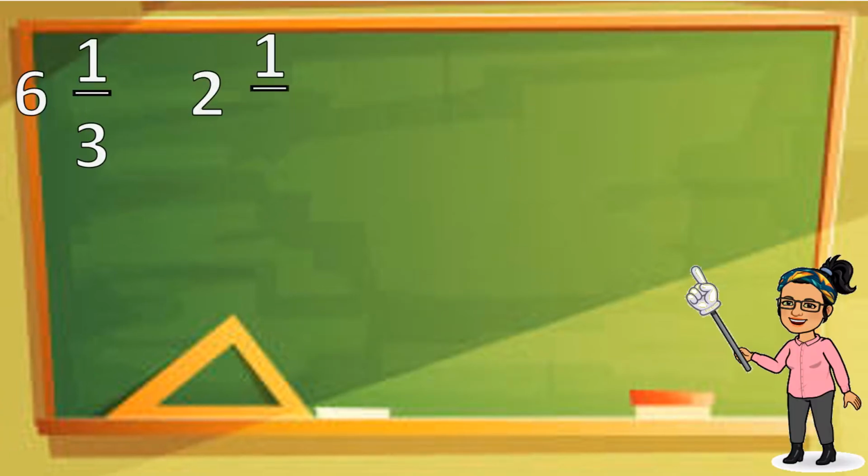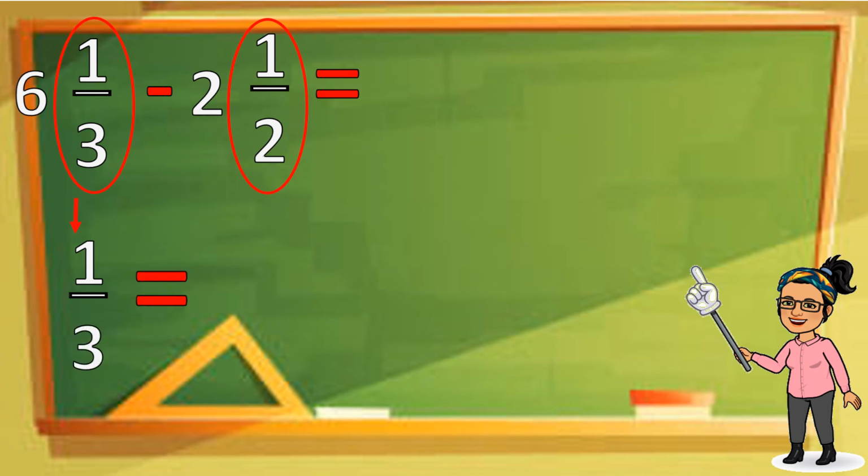Let's try 6 and 1/3 minus 2 and 1/2. Again, these are dissimilar mixed numbers because their denominators are not the same. Would you try finding the LCD of the fractions? What did you get? Very good. The LCD of the fractions is 6. So we change these fractions to similar fractions.